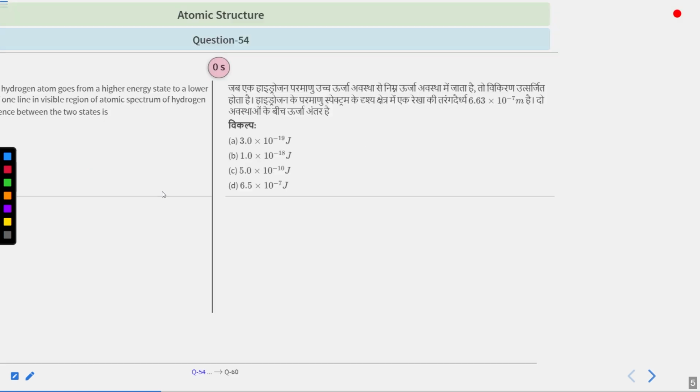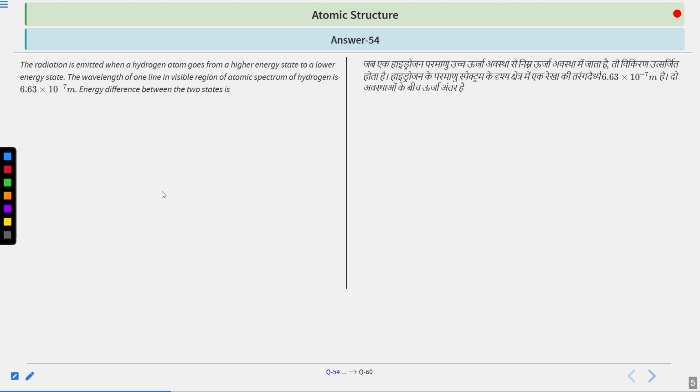Okay, now let us see the solution. We know it very well that whenever there is a transition from higher to lower energy, then the amount of energy by which the two states differ, that much amount of energy related photons are emitted. Now it is given that the wavelength of one line in the visible region of the atomic spectra of hydrogen is this. When the emitted light falls in the visible region, the wavelength is found to be 6.63 into 10 to the power minus 7. So the energy difference between the two states is, right?